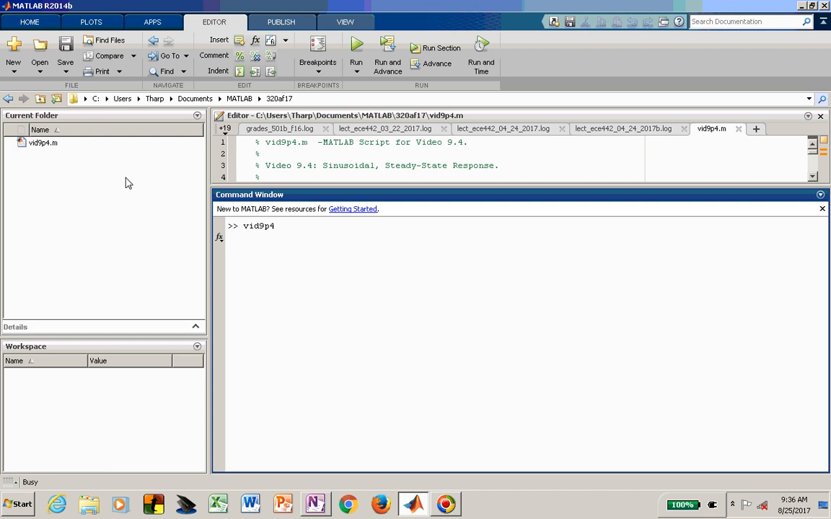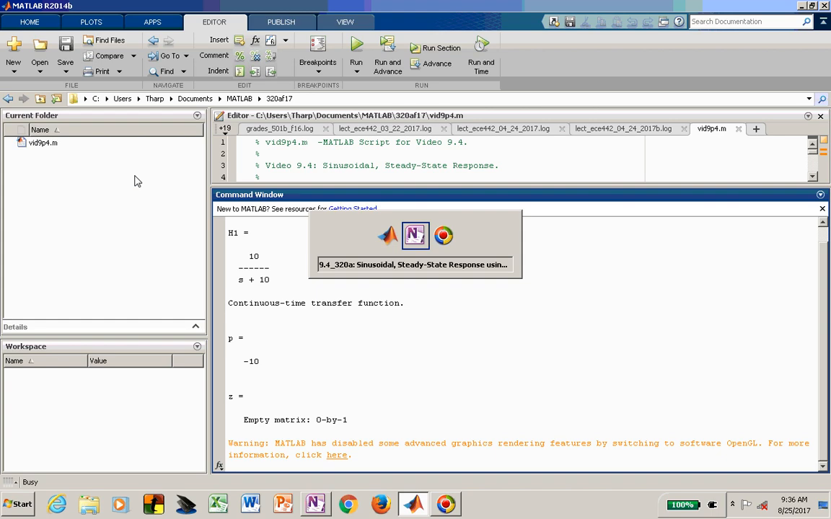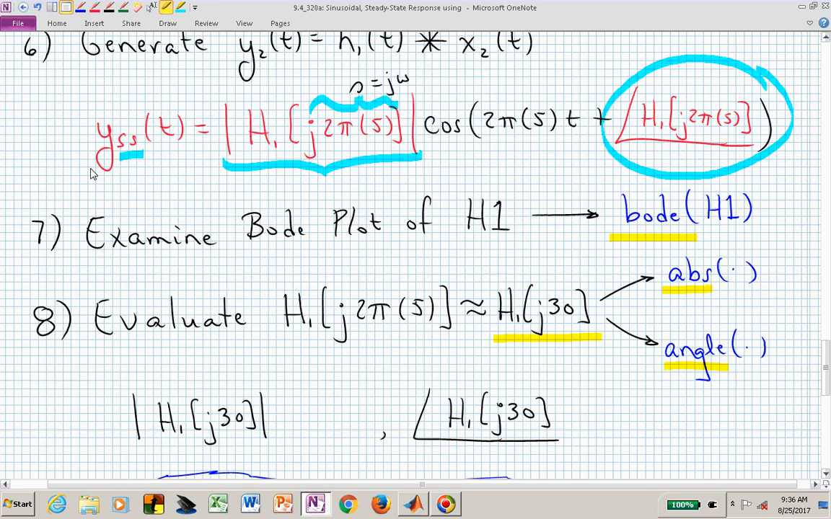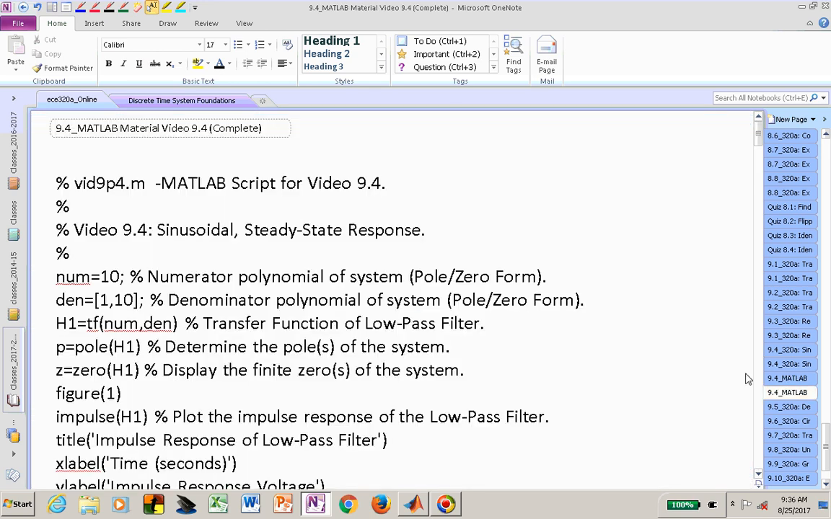Maybe I should have done this before now, but now there's the transfer function. I found the poles and zeros of that particular transfer function. We had a pole at -10, and we have no finite zeros. Now in our script file, let me go ahead and show you what I've done in MATLAB. I went ahead and captured that. Here is the script file, vid 9.4, in MATLAB.